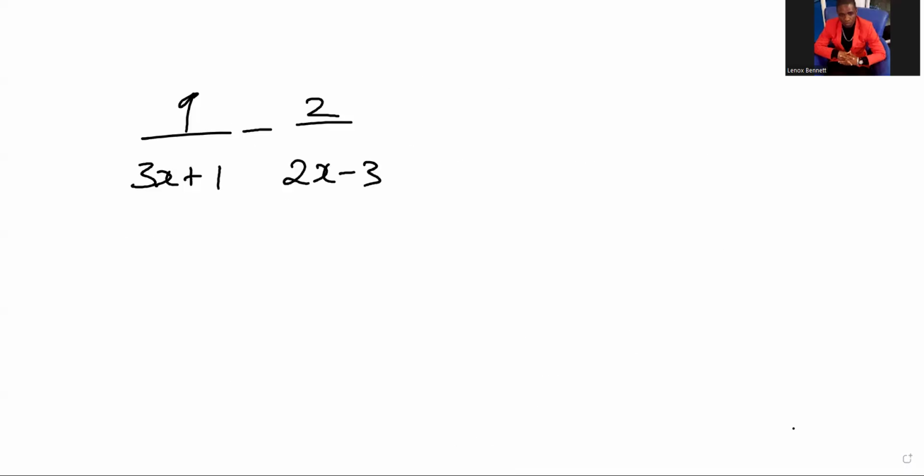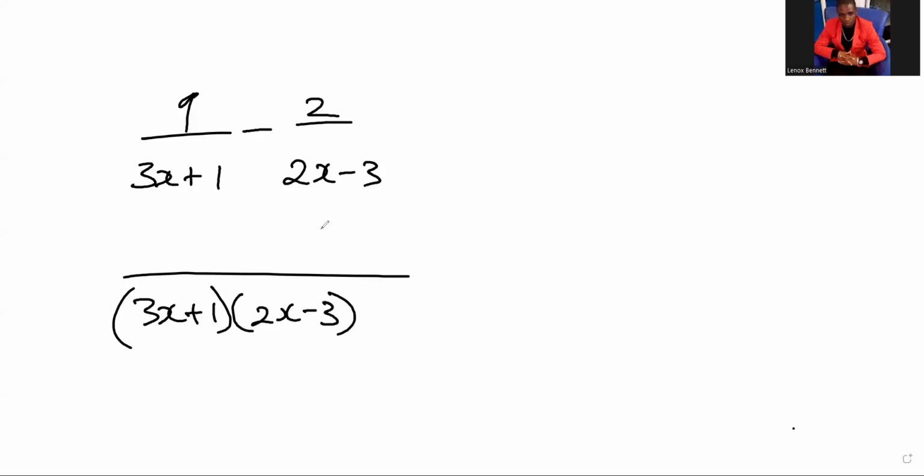Alright, so we'll find our LCM, same thing, right? Product: 3x plus 1 and 2x minus 3. So 3x going to this, I'm going to leave this. 9 twos, 18. 9 times negative 3, a positive times negative, negative, so that's negative 27. This into this, I'm going to leave this. So that leaves 3x plus 1.